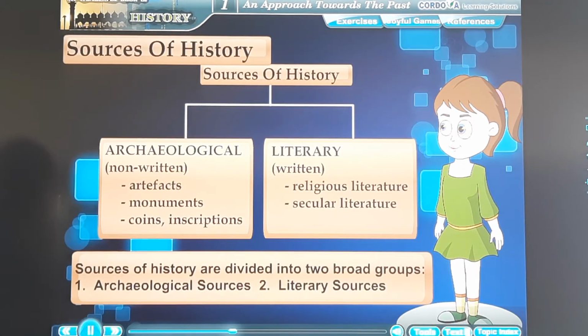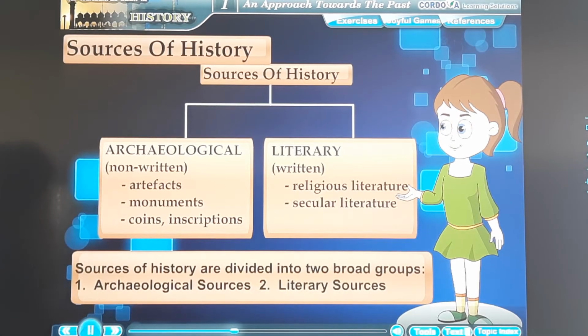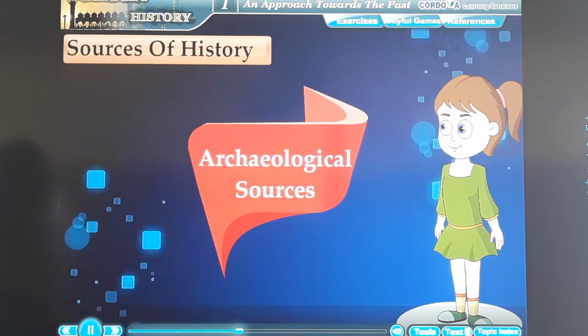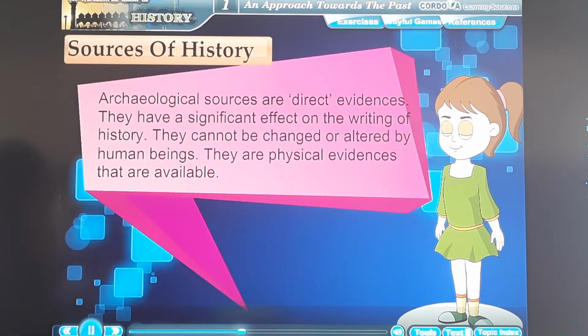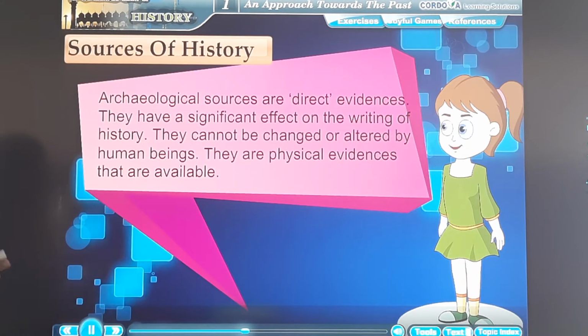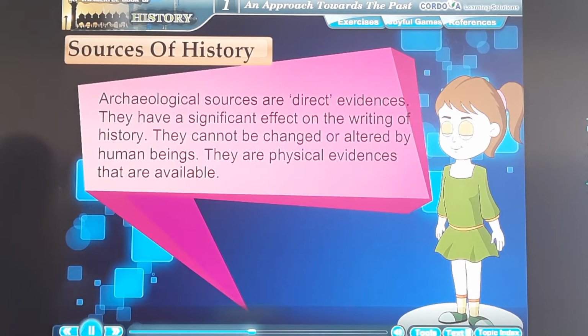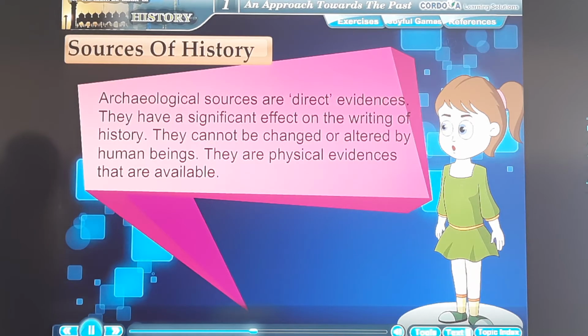Sources of history are divided into two broad groups: archaeological sources, literary sources. Archaeological sources. Archaeological sources are direct evidences. They have a significant effect on the writing of history. They cannot be changed or altered by human beings. They are physical evidences that are available.